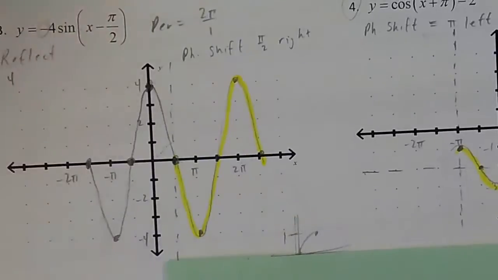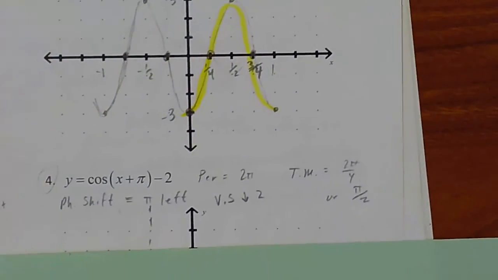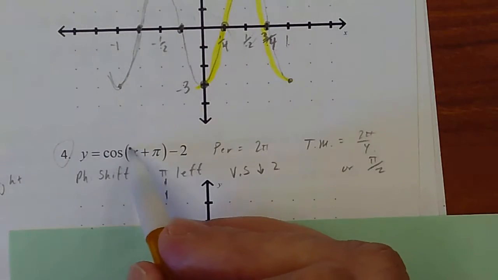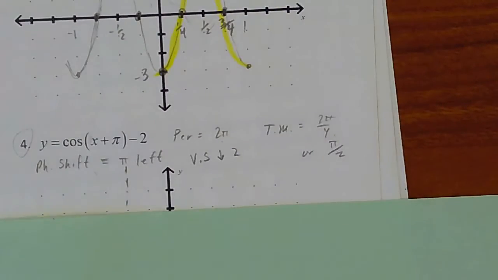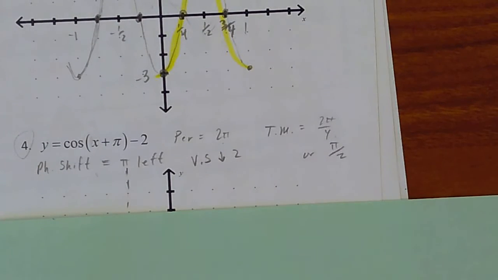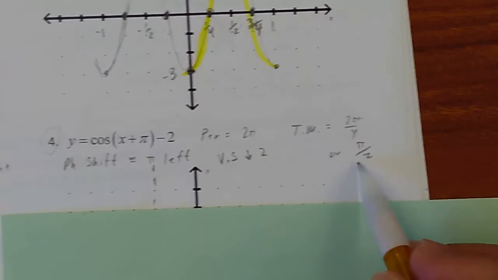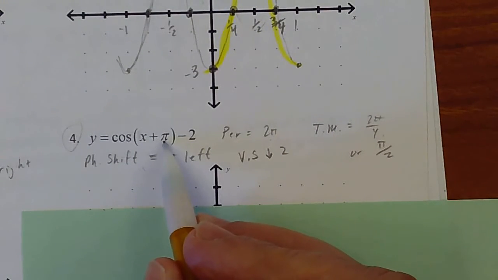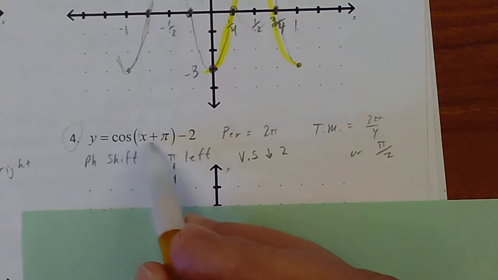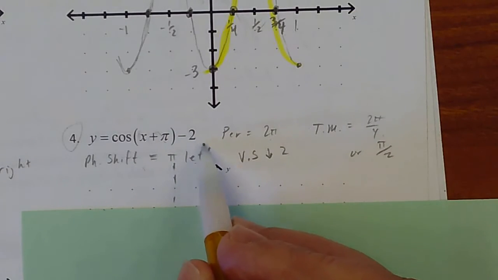Okay, so let's take a look at 4 together and finish it together. Here we go. So we've got the period is still 2 pi over b. So b is 1. Okay, so my tick marks are going to still be pi over 2. We do have a phase shift. Okay, so c over b. So it's just pi. And it's going to go to the left. And then a vertical shift down 2.